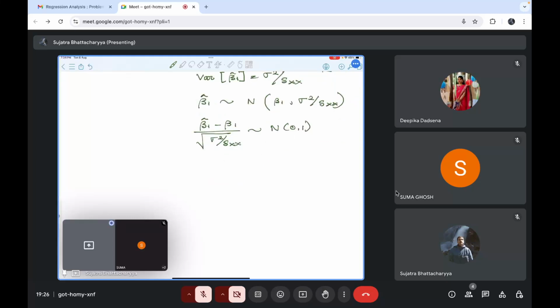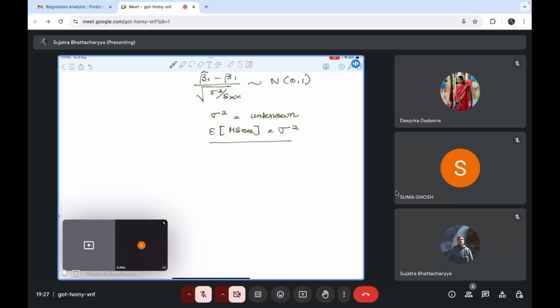And in most cases, and in the question which I have posed, we do not know sigma square. So this is unknown. One of the most popular estimators for sigma square is MS residual. This is an unbiased estimator for the variance. So we will use that. So beta 1 hat minus beta 1 divided by root over MS residual by Sxx. Now, by chance, if the question provides you sigma square, don't use this. Use this one, and use the normal 0, 1 table.